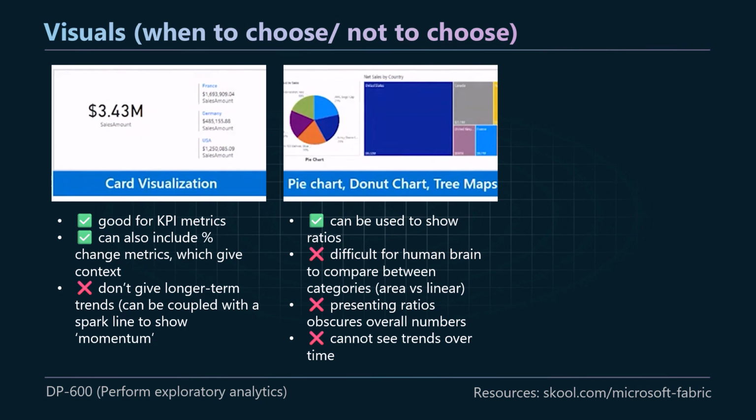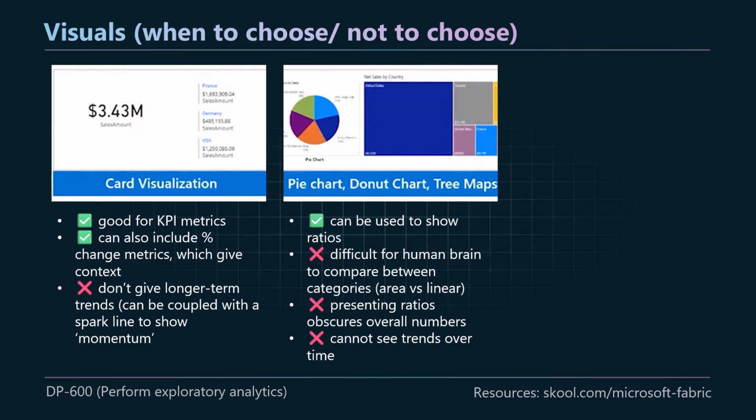Now, the reason why pie charts and donut charts, these kind of ratio charts, can be somewhat controversial is that they're more difficult for the human brain to interpret the difference between an area, which is what we're showing in a pie chart or a tree map, for example, and a more linear comparison that you get with like a bar chart.